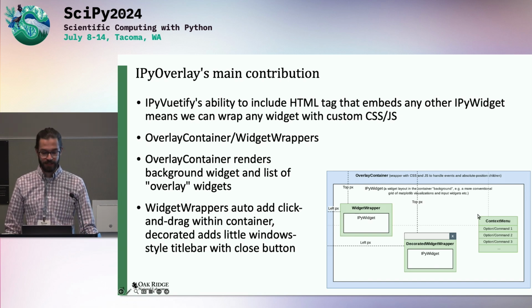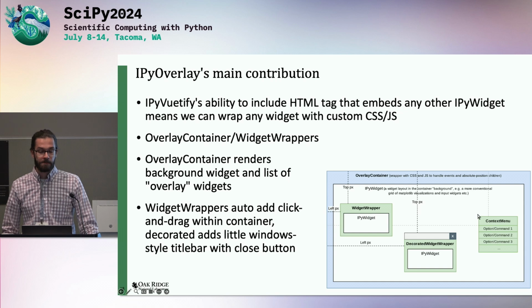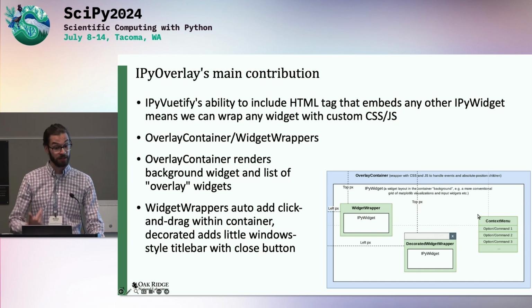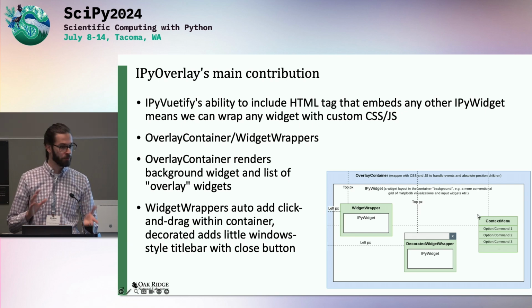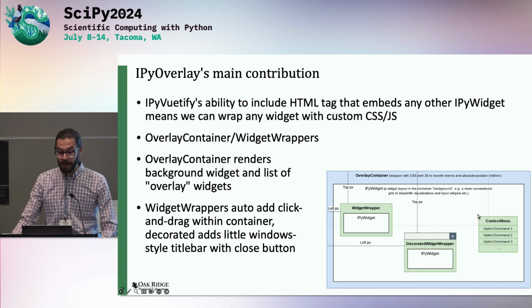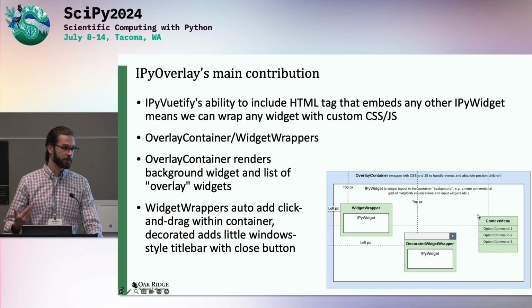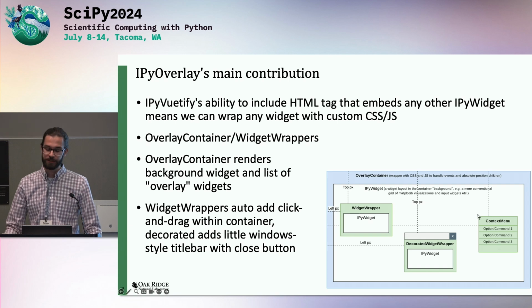First is the overlay container, which is the blue box in the bottom right. This is sort of the container for anything that you might want to have overlay widgets on top of. So this has a background widget. This could contain your normal grid layout, maybe of multiple plots, anything like that. And then you give it a dynamic list of overlay widgets, or things that you want to be rendering over top of that background widget.